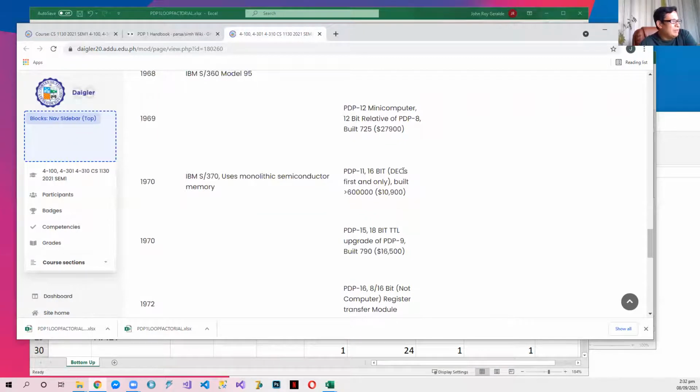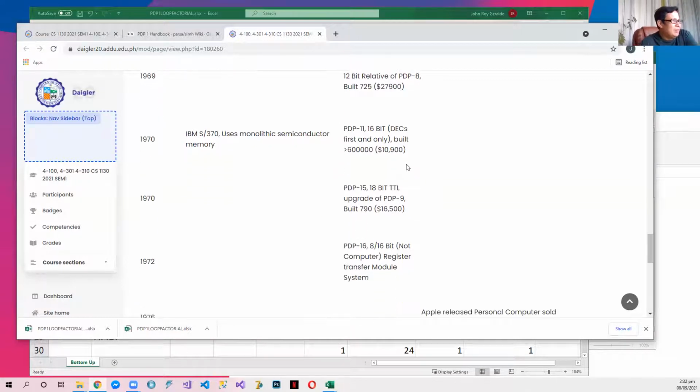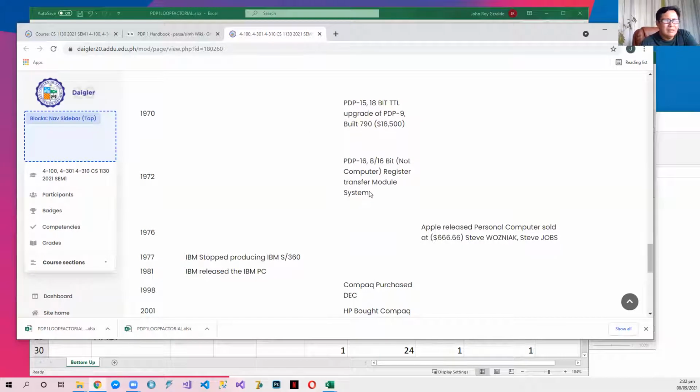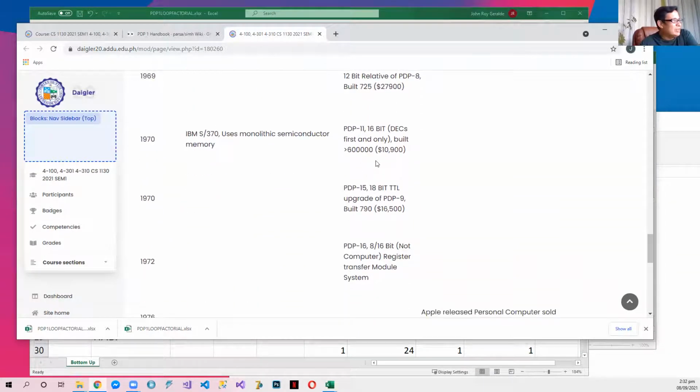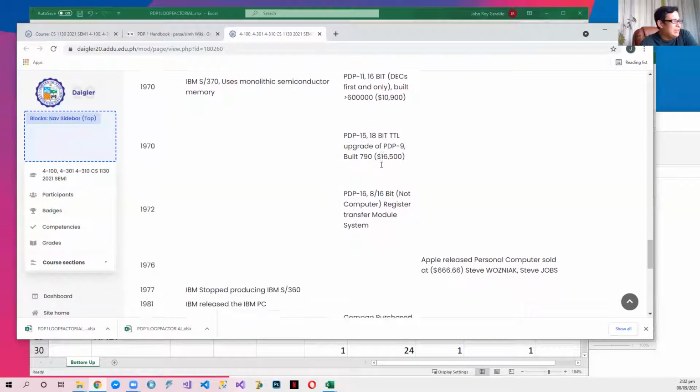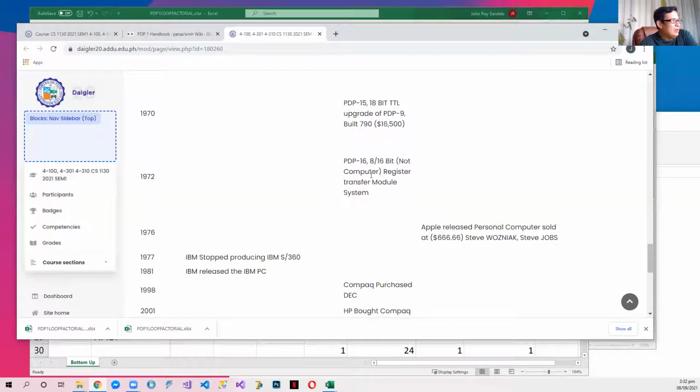During that time, because it's a 16-bit machine, it's almost like the IBM PC nowadays. $10,000. And then by 1970, microcomputers. Okay. This is the age of microcomputers, the 1970s. Do you follow? Okay.